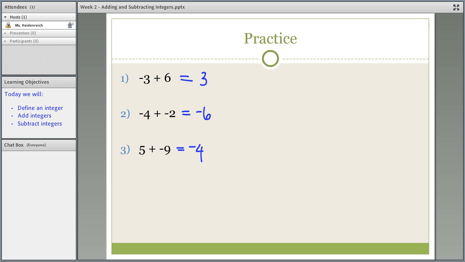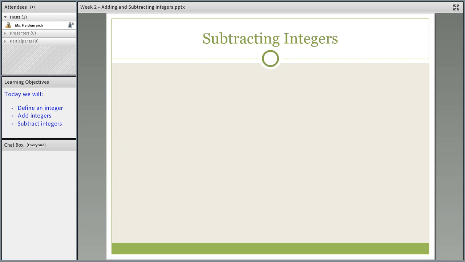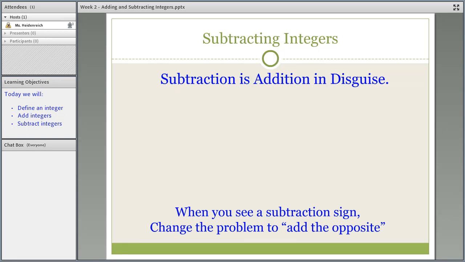Okay, so that is it for adding integers together. So now we're going to talk about our last objective, which is subtracting integers. And I want to give you a strategy that maybe you haven't heard of before. And that is that subtraction is really just addition in disguise. So let me explain what I mean. If you see a subtraction sign, you can change the problem to adding the opposite.